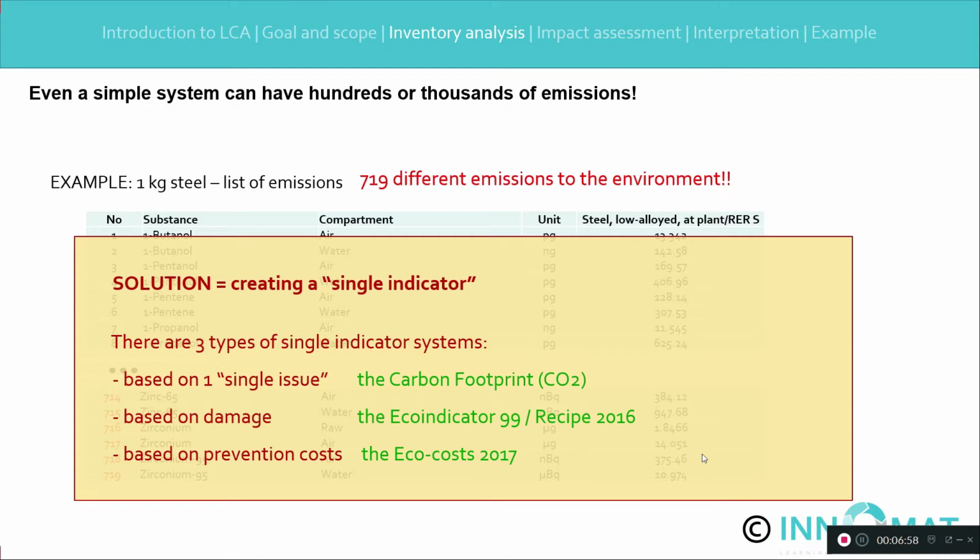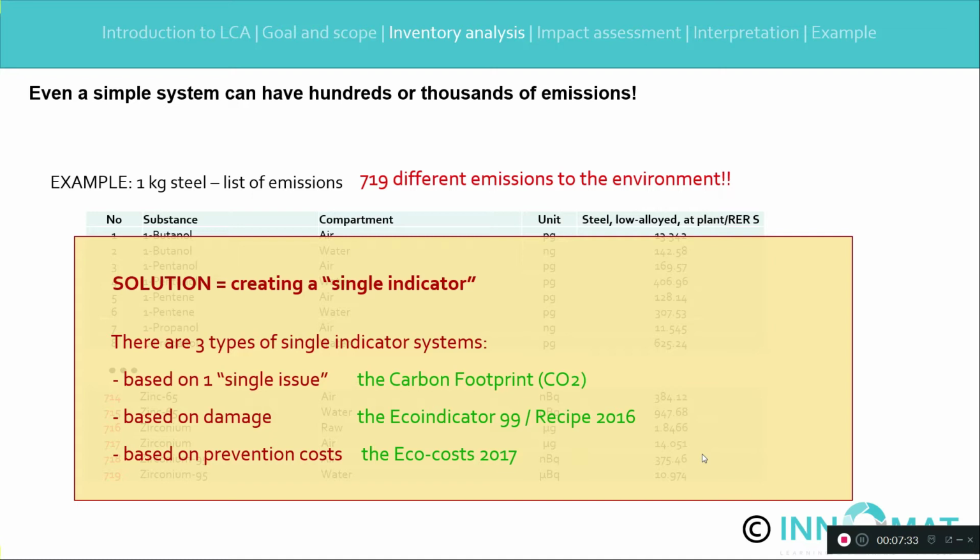And you can imagine, there is more than one way to create such a single indicator. Basically, there are 3 types of single indicators. The first indicator we deal with is the carbon footprint. It is in a way the easiest route to a single indicator. You simply throw away the whole list except from carbon dioxide. It is easy to understand what you do. You have then a so-called single issue score on the important issue of global warming.